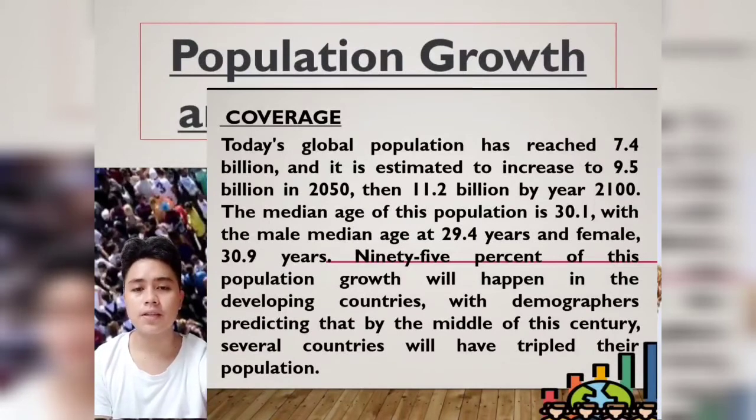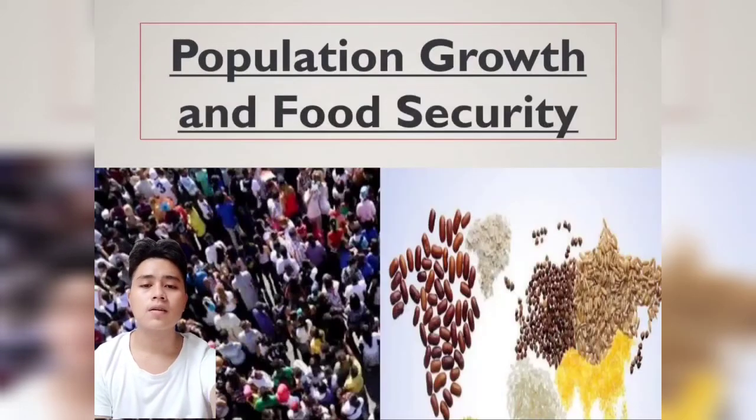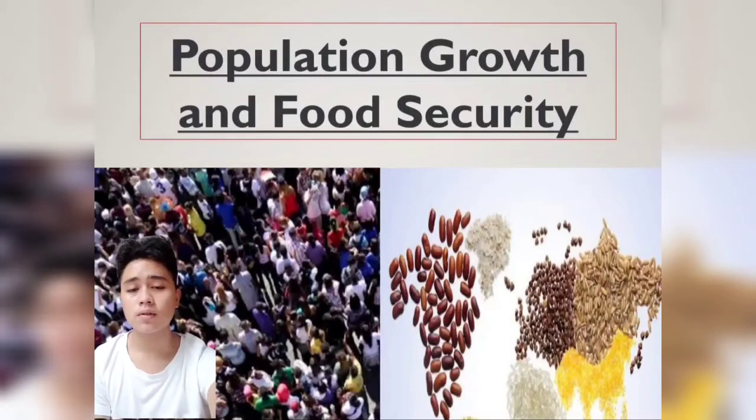95% of this population growth will happen in the developing countries, with demographers predicting that by the middle of this century, several countries will have tripled their population. So demographers said that 95% of population growth will happen in the developing countries. By the way, what is demographers?